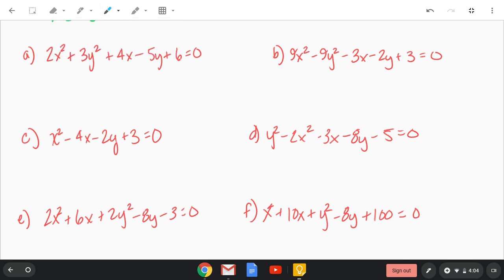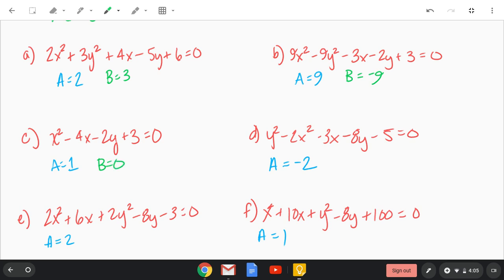Okay, so A is what comes before x squared. So A is 2, A is 9, A is 1, A is negative 2. Tried to trick you there a little bit, writing it out of order. A is 2. A is 1. Okay, now we're going to write B. So for this one, B is 3, B is negative 9, B is 0, B is 1, B is 2, and B is 1.